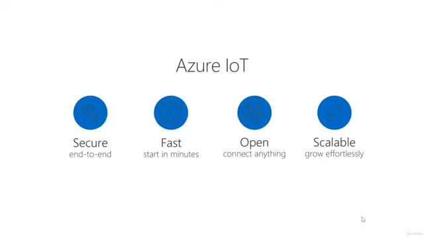So, to conclude, we can speak about Azure IoT as secure, fast, open, and scalable because it's providing security in an end-to-end way, a fast solution that you can start building in minutes with pre-configured solutions, open because we can connect anything to Azure IoT, and scalable because we can grow effortlessly using the components of Azure IoT.